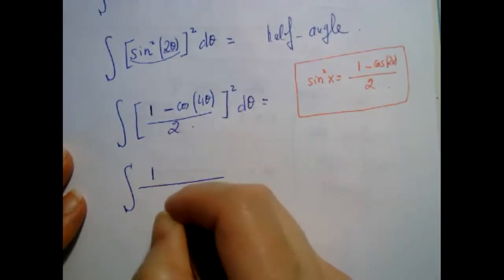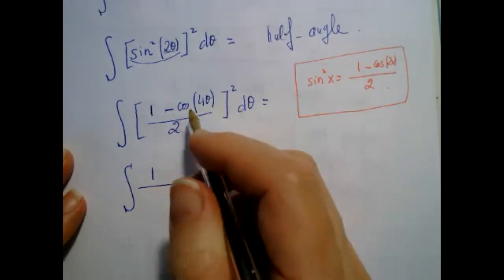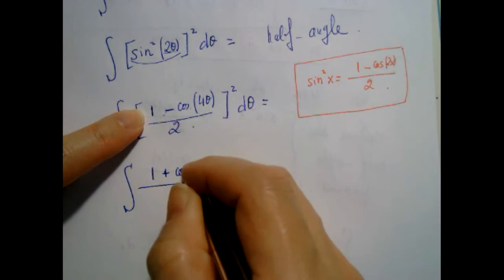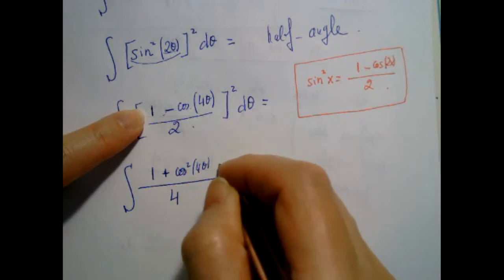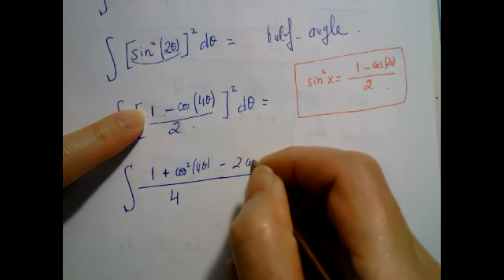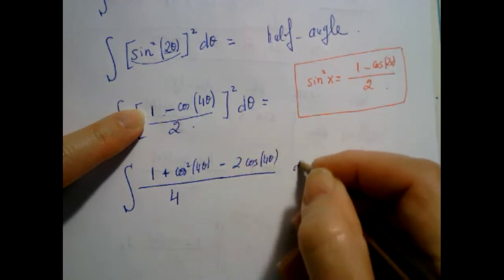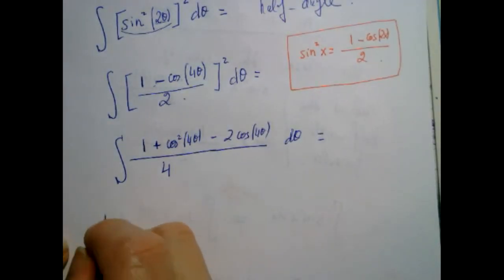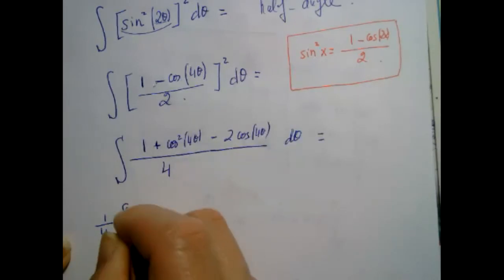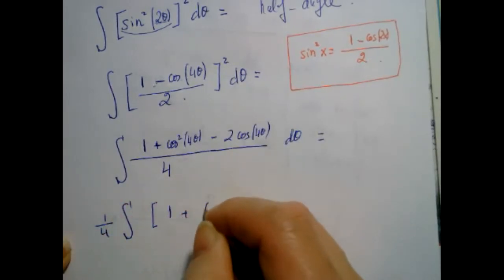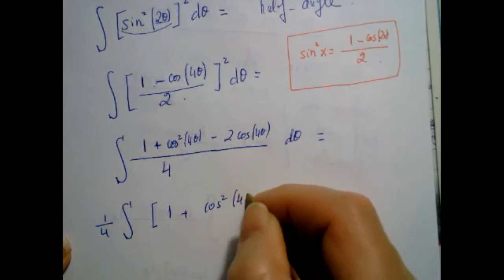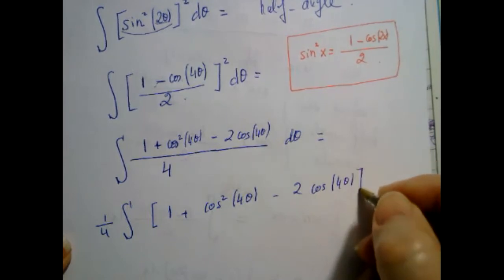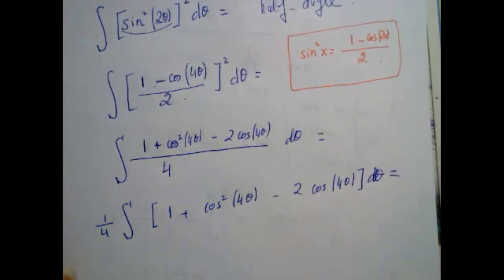If I distribute, this is going to become a 4, and this is to the power 2. It means 1 plus cosine square 4 theta minus 2 cosine 4 theta d theta. The 4 is a constant, so the 4 will go, and then I will be left with this. Very good.